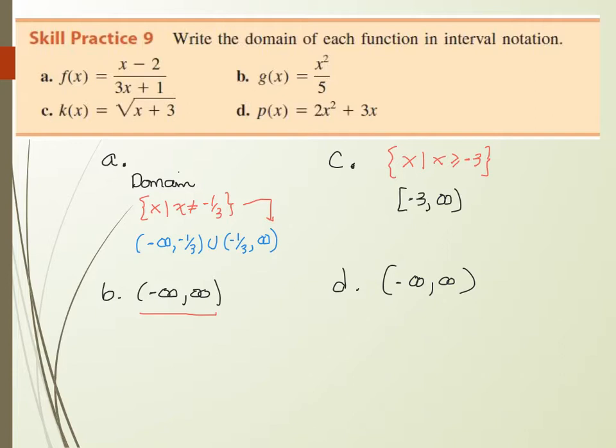For C, we see that in order for k of x to be real, we do have a restriction. It can't be less than negative 3, so x has to be greater than or equal to negative 3, and there is set builder notation, and there is interval notation. And finally, in number D, there are no restrictions on x, so it's all real numbers again.